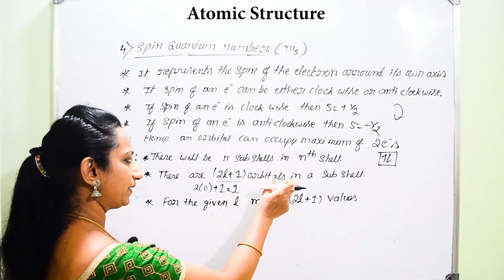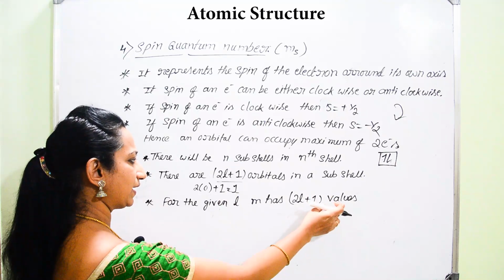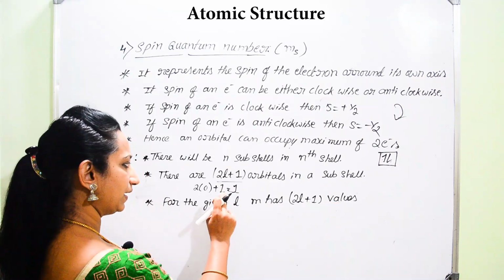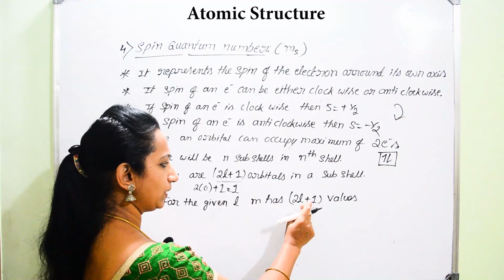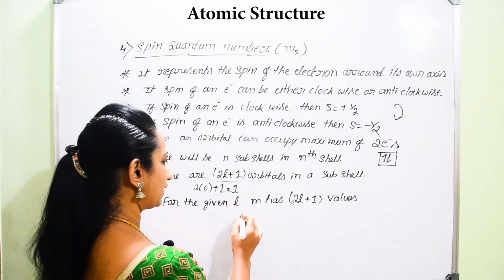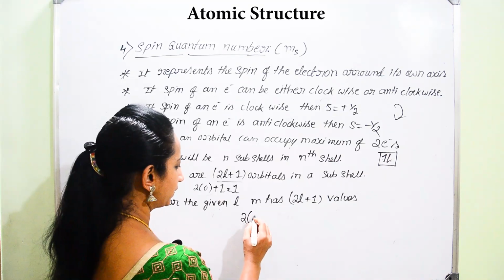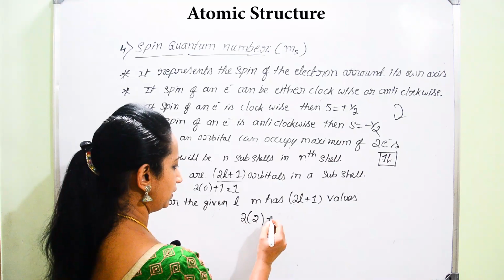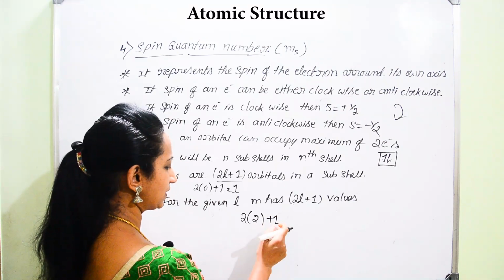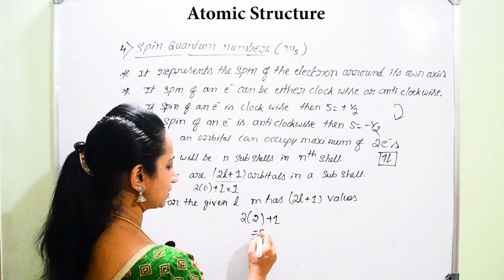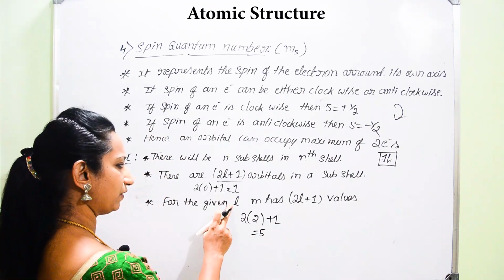Now, just as you count the number of orbitals, in the same way we can consider the same values for the given l value. For the given l value, m has 2l plus 1 values. For example, 2 into 2 is 4, 4 plus 1, so we can write it as 5. So that means 5 values are possible for the given l value.